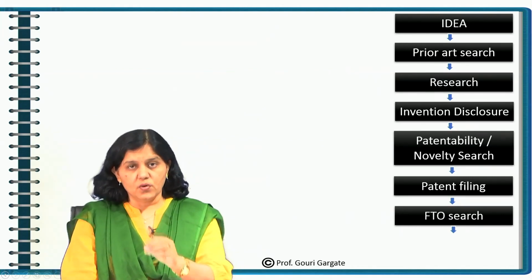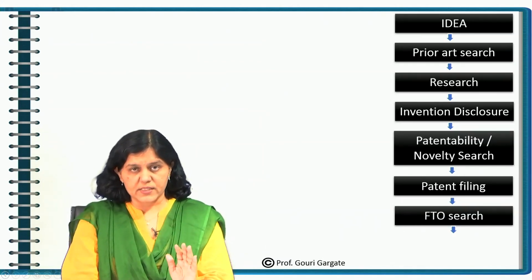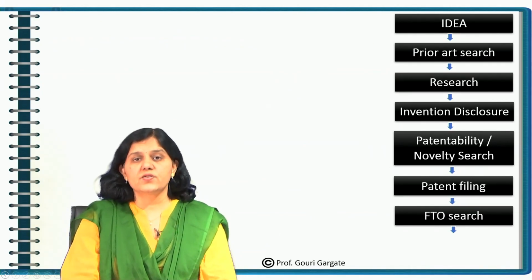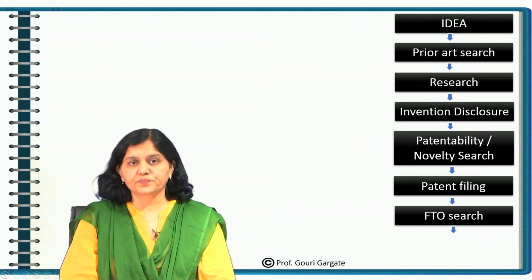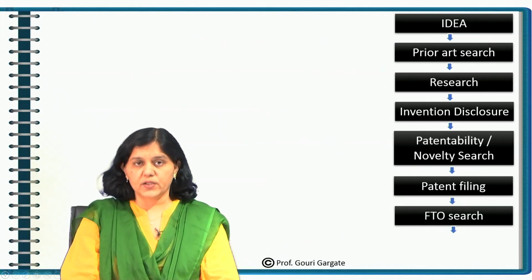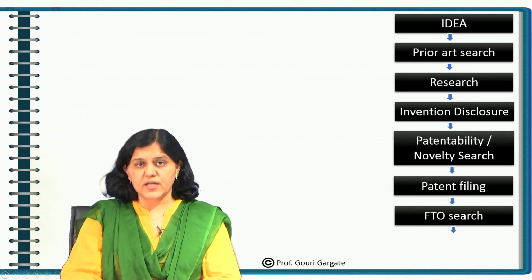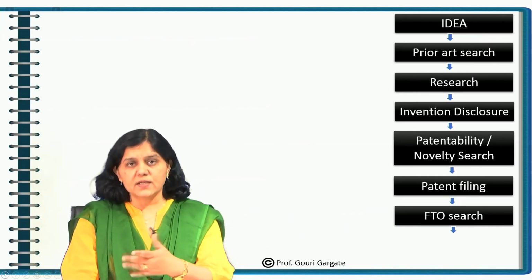You can go to the market after the provisional patent filing. You can start the commercialization, but the actual rights you get after the patent is granted. You can execute your rights after the grant of the patent, but after provisional patent filing you can start the commercialization or any other activity you have planned.